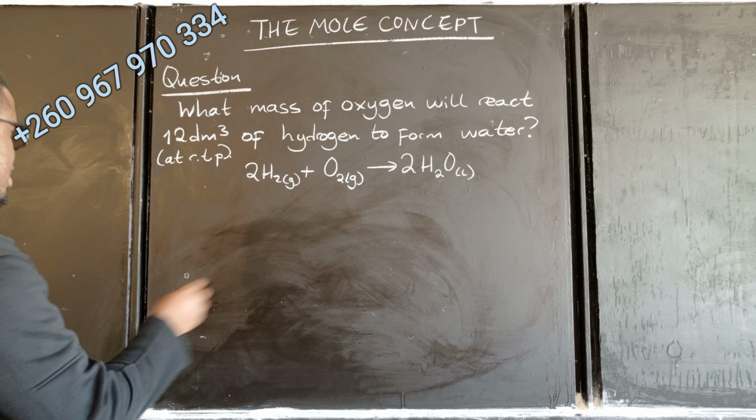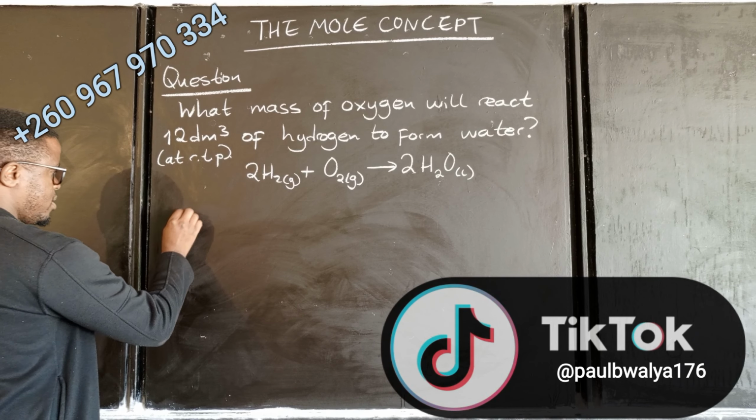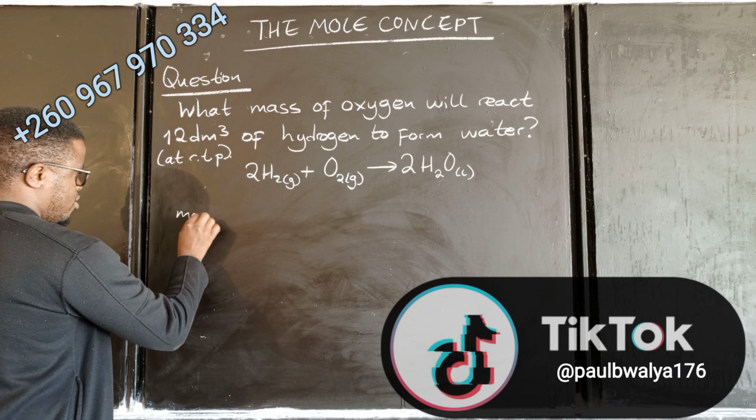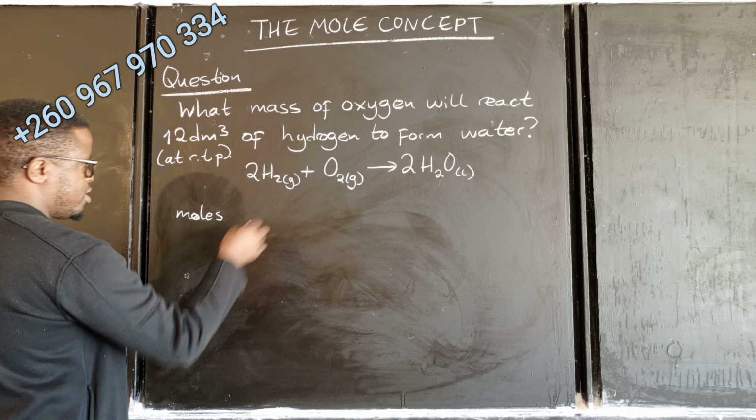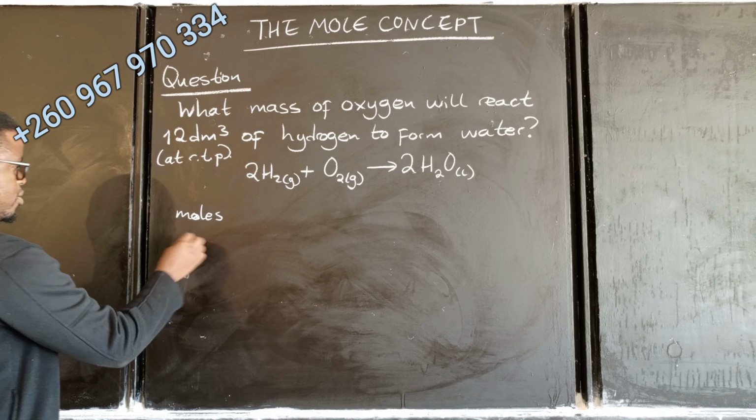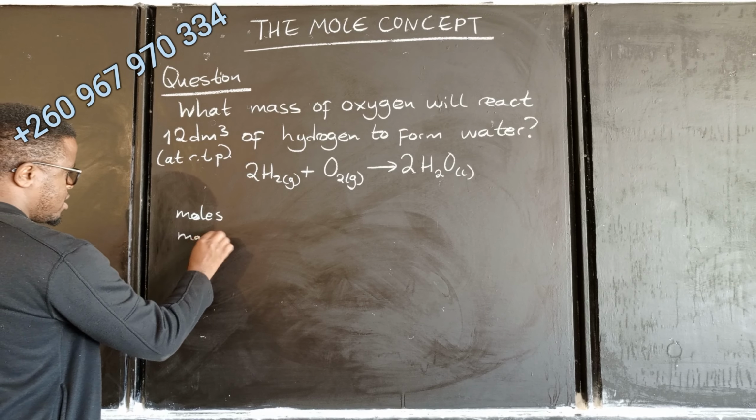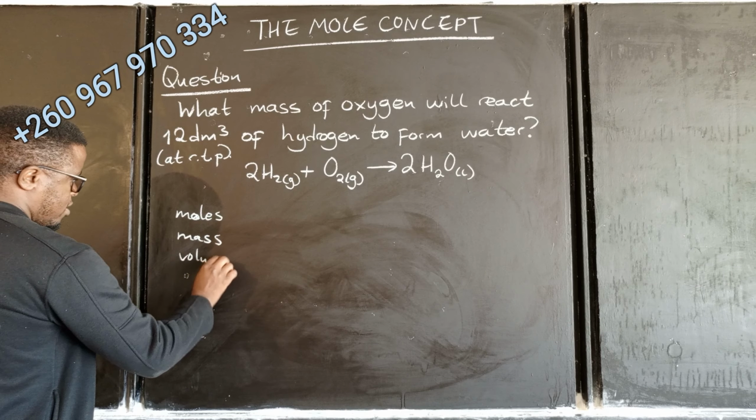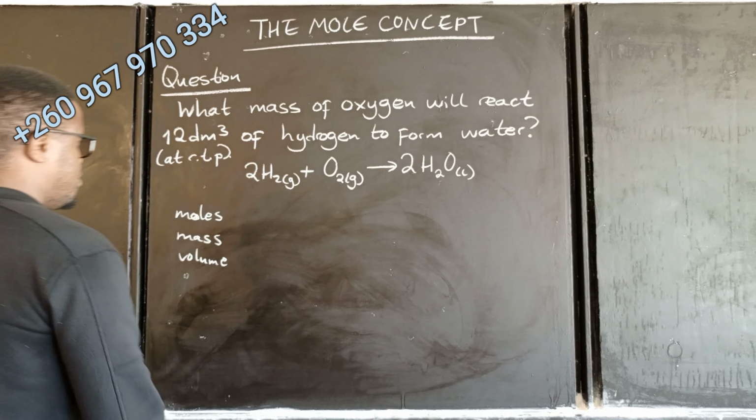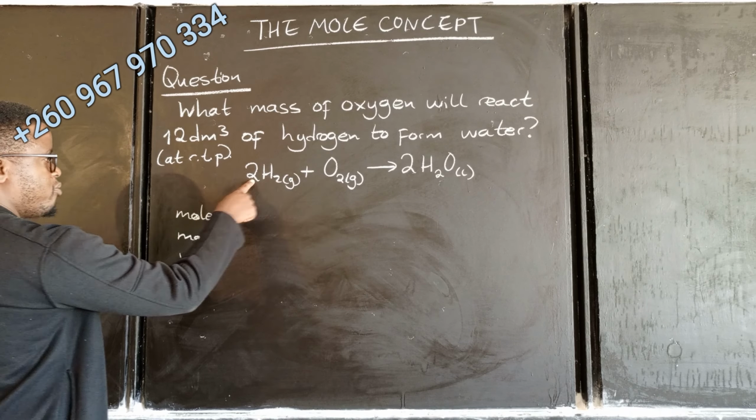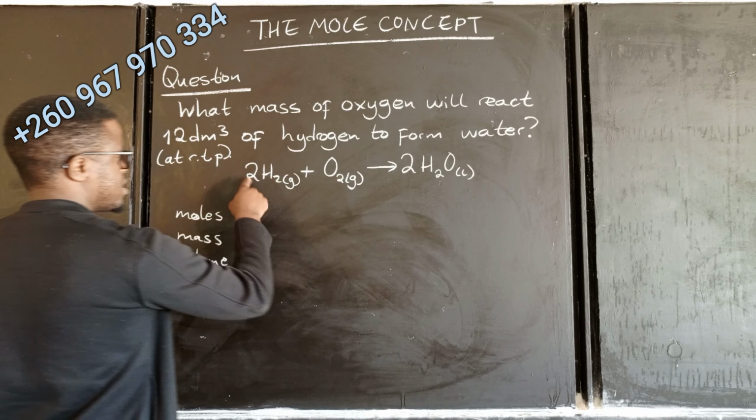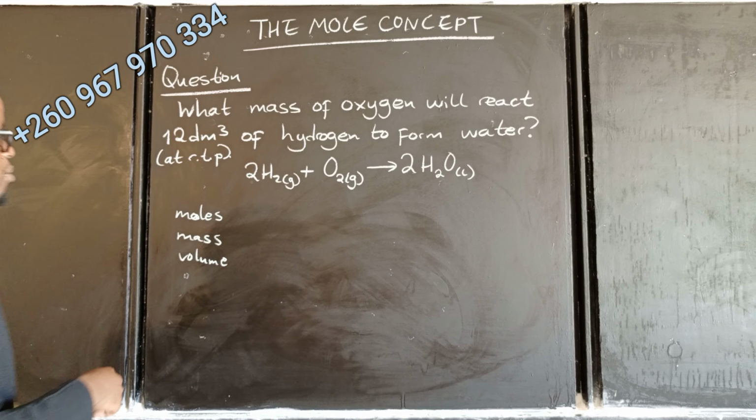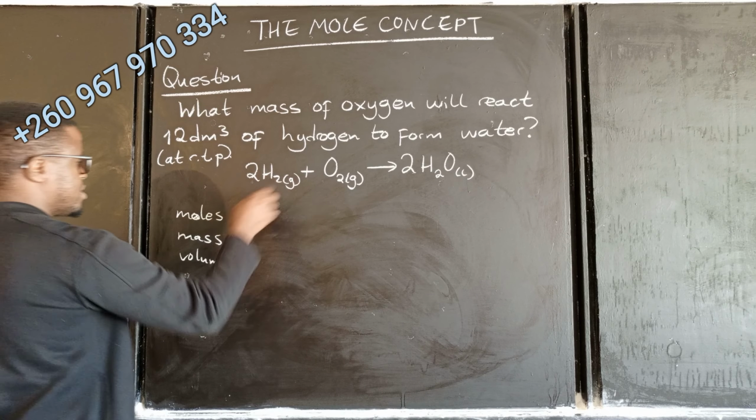equation. We can get from the equation the ratios of the moles which are reacting. We can also get the ratio of the masses which are reacting. We can also get the volumes. So the number of moles are just the coefficients which are in front of these compounds or molecules or elements.